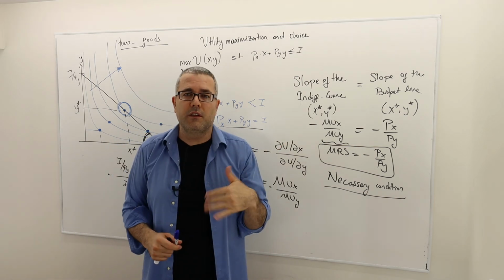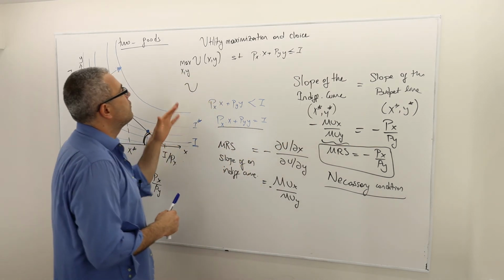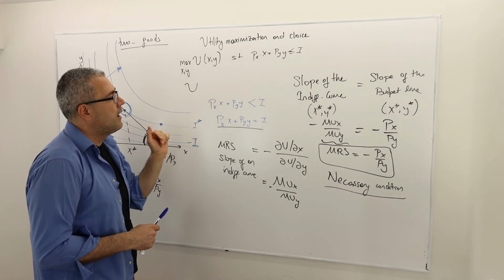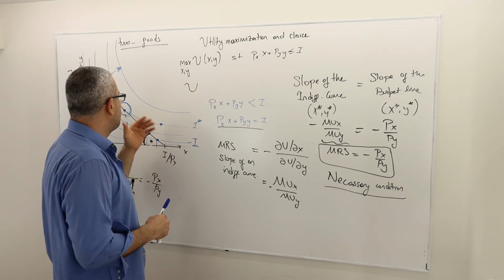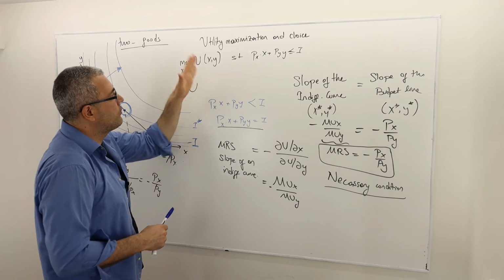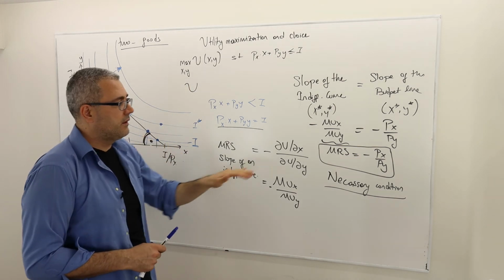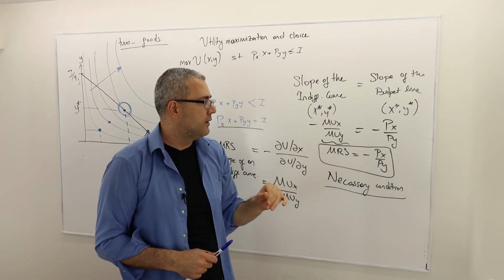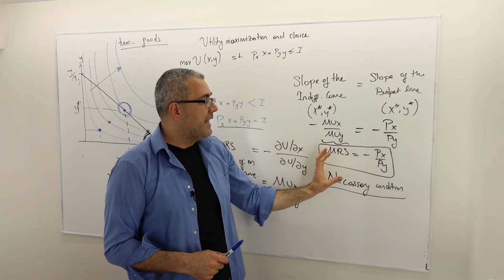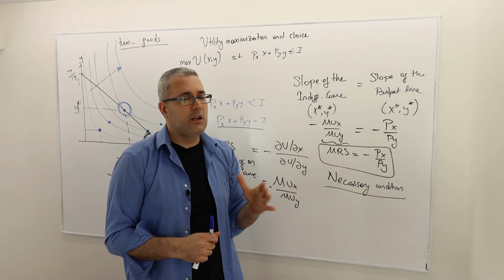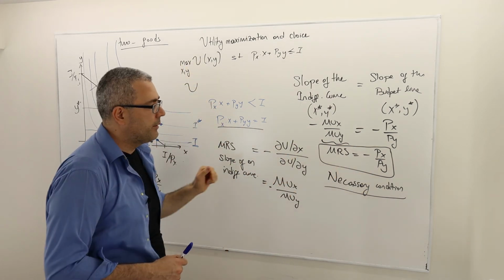Under certain conditions, right? For example, if the preferences are strictly convex, and the utility function is continuous, differentiable, etc., that can also be a sufficient condition, meaning any x star, y star satisfying this is definitely the optimal solution for this problem.